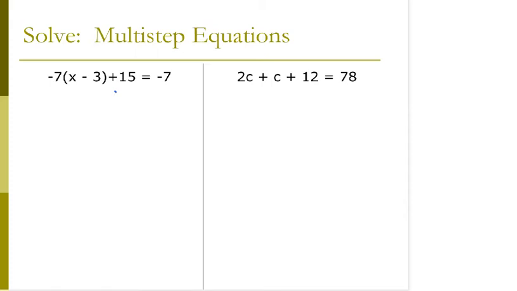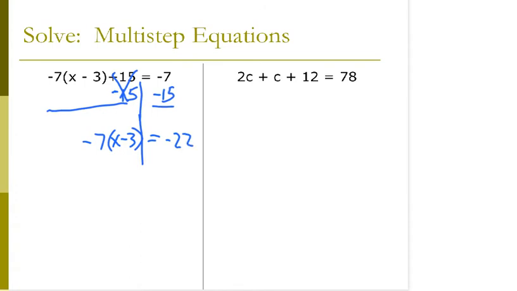So we want to get the grouping symbol essentially isolated. It's like one big variable, one big unknown. These 15s would eliminate, and we're left with just negative 7 times some unknown is equal to, in this case, negative 22.